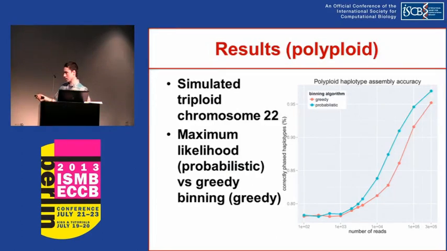The x-axis is the number of reads, and the y-axis is the percentage of correctly phased haplotypes. With a small amount of coverage, you could guess that they both do equally well or equally badly, depending on how you look at it, because they're both just guessing. But as you get more coverage, we're up to about 97, 98% correct. And this is about 300,000 reads here.